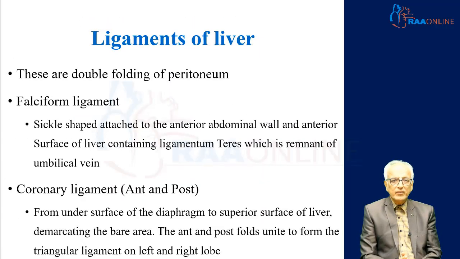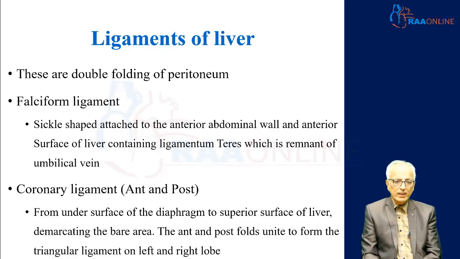Now there are plenty of ligaments holding the liver, and these ligaments are nothing but double folding of the peritoneum. Number one is the falciform ligament, which is a sickle-shaped ligament attached to the anterior abdominal wall and the anterior surface of the liver, and it contains ligamentum teres, which is a remnant of the umbilical vein.